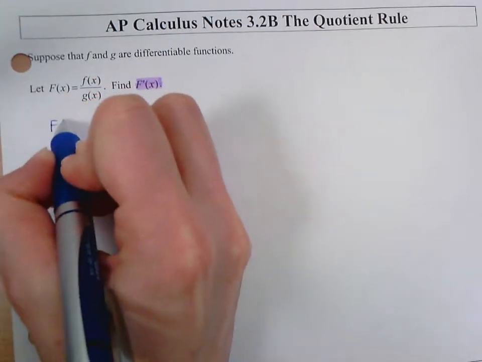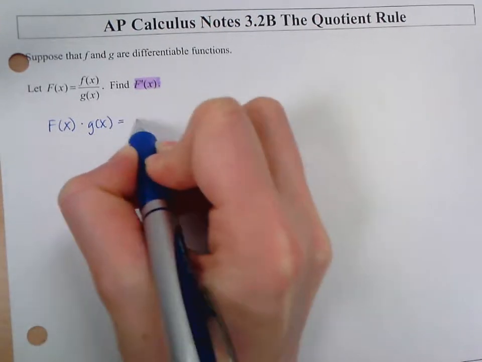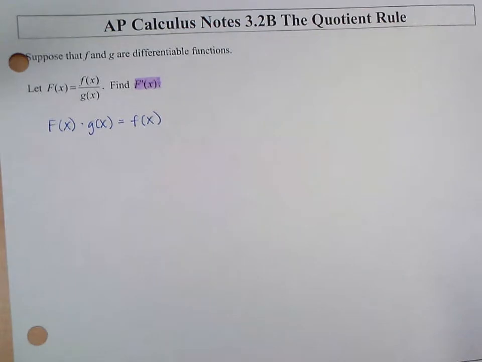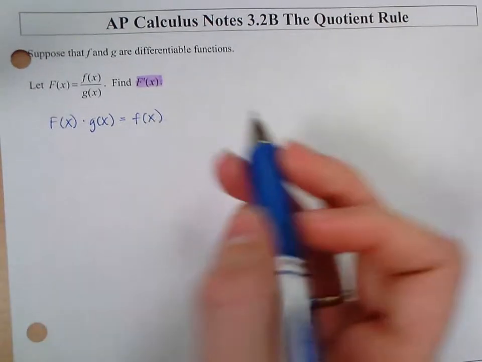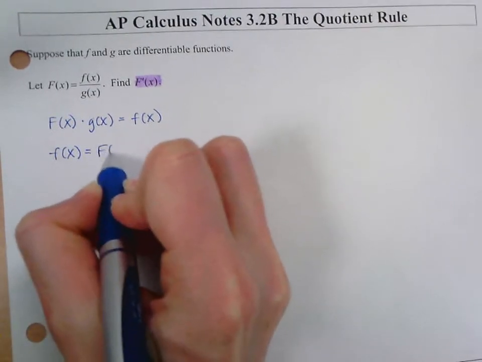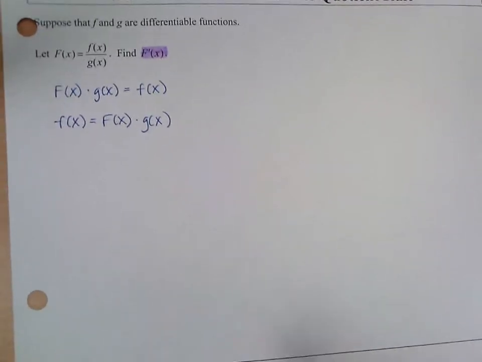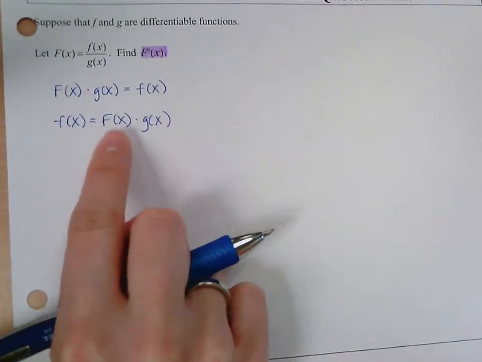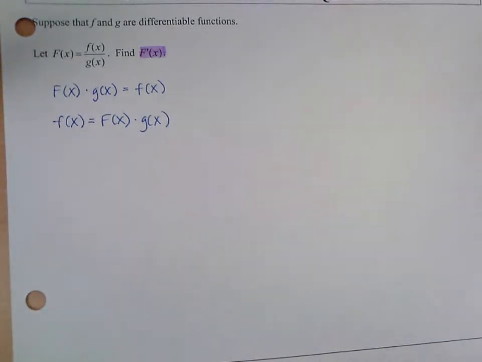So I would have capital F of x times g of x, and that would equal little f of x. And I'm just going to switch that around. So little f is equal to capital F times g. But by doing that, I now have a product, and I know how to find the derivative of a product because we have a product rule.